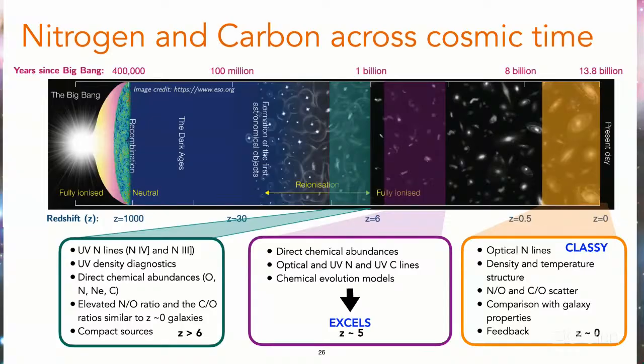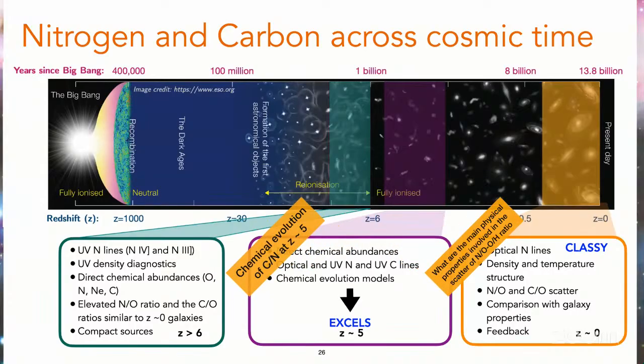And finally, I will connect with the classic local universe, to try to understand the dispersion that we see in this relationship. So our goals for the second part are to try to understand chemical evolution for carbon and nitrogen at redshift 5, the first year, the age of the universe, and then to understand what other source of enrichment can exist that pushes nitrogen overall higher.